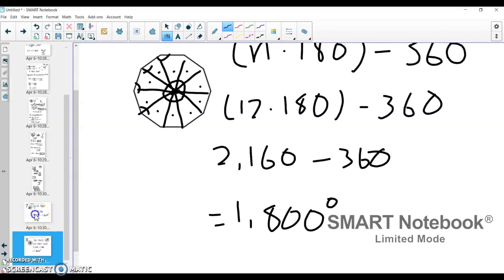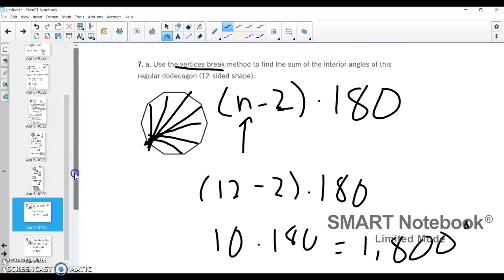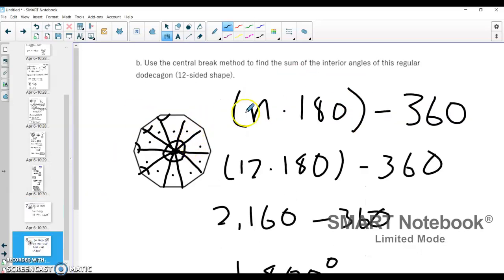So if I go back to A for a second, that was also 1,800, but the idea of this problem is to show two different methods: the vertex break method using this formula, because there are two fewer triangles than the number of sides, and then you just multiply that by 180 when you break it from the vertex. And on this method, you use the number of sides, 12, but you end up subtracting out the 360 from the central angle at the end. And that's just the two different methods we talked about in class when finding the sum of the interior angles.